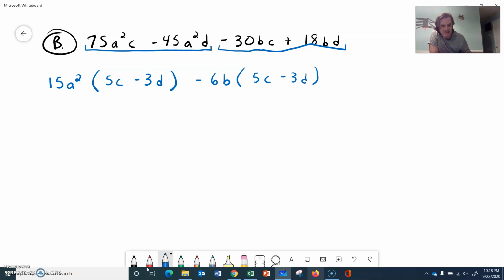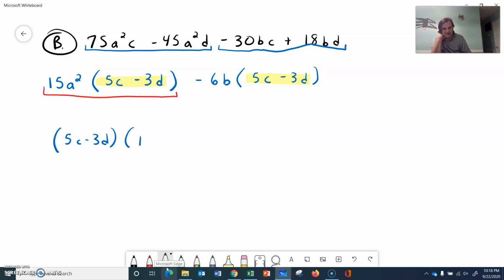So once again, we have two big terms that have a common factor now, and that common factor is 5c minus 3d. So I'm going to take that factor and pull it out. 5c minus 3d. And when I pull that out of the first term, I'm left with 15a squared. And when I pull it out of the second term, I'm left with negative or minus 6b.